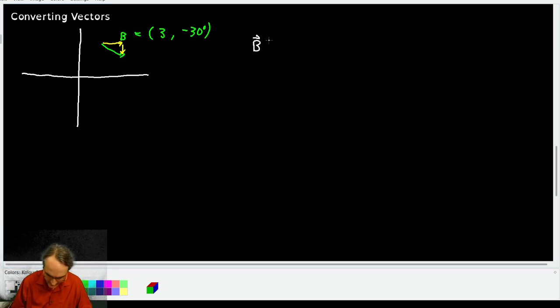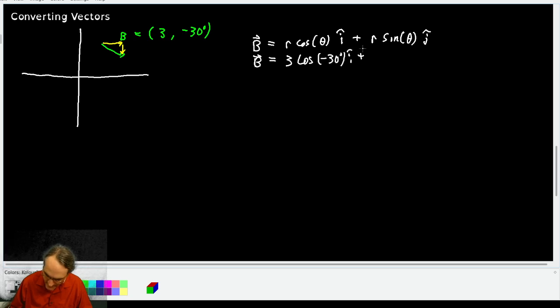So in this case, vector b would look like its magnitude times cosine of its angle in the i hat direction, plus its magnitude times the sine of the angle in the j hat direction. Specifically in this case, that will be 3 units cosine of -30 degrees, i hat, and 3 times sine of -30 degrees in the j hat.